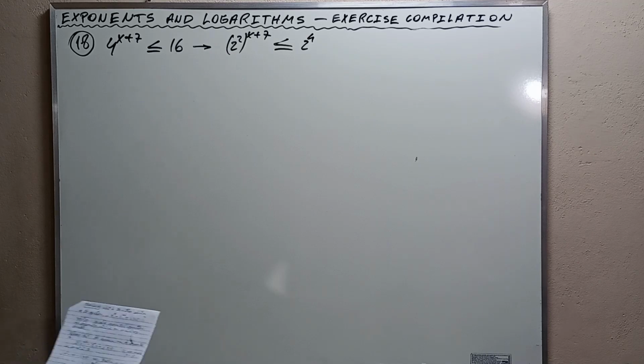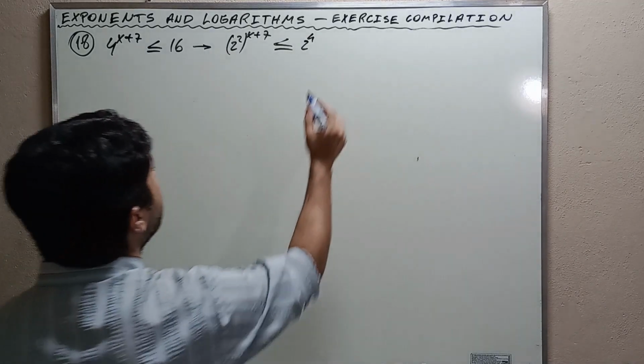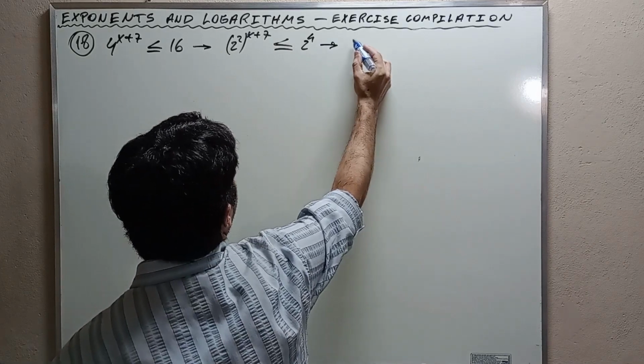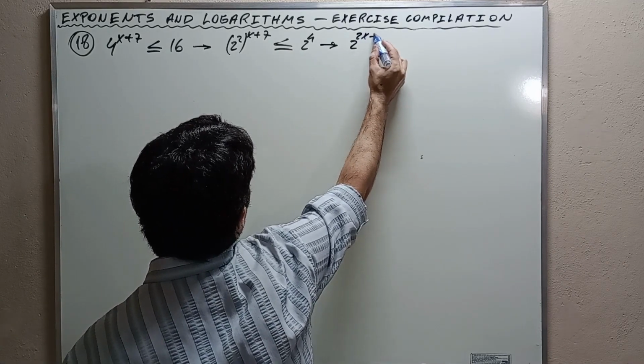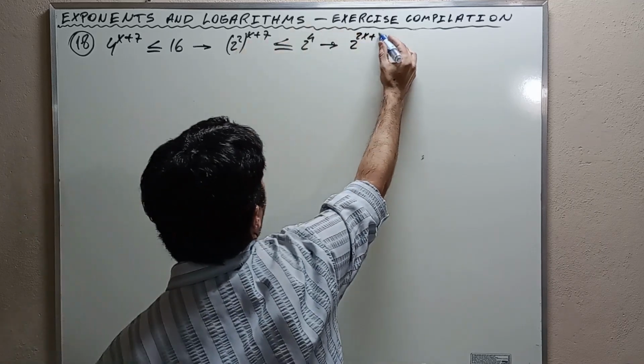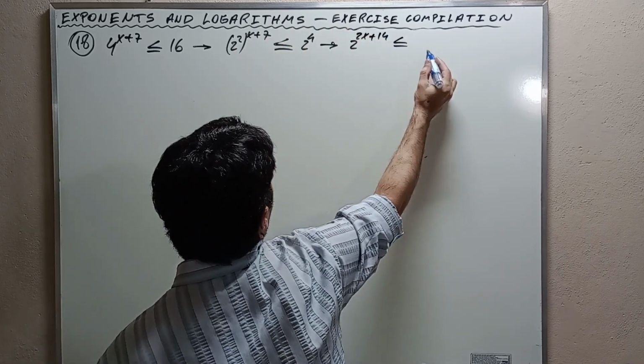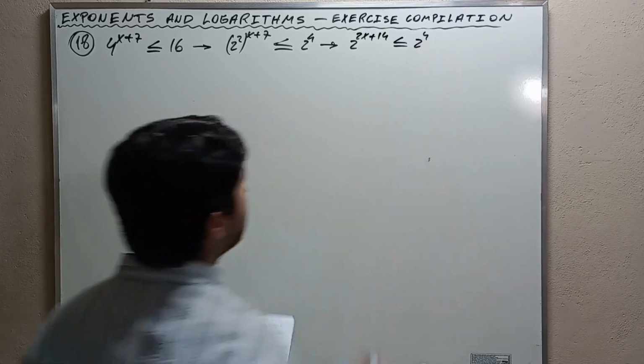We are going to further simplify this, and it becomes 2 raised to the power of 2x plus 2 times 7 is 14 less than or equal to 2 to the 4th.